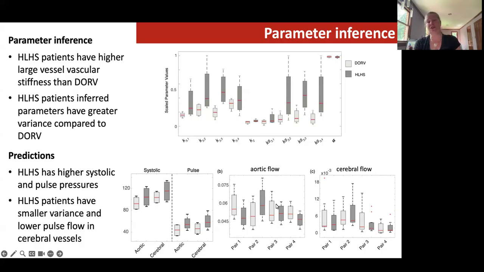We recently got funded to redo this with a data set with about 200 patients, so we just started working on that. We saw that the pressures are definitely different. The systolic pressure is different. The pulse pressure, this is in the brain. One of the problems with these patients is that they get not enough oxygen to the brain. So here you can see that they generally have lower flow to the brain than the control group.